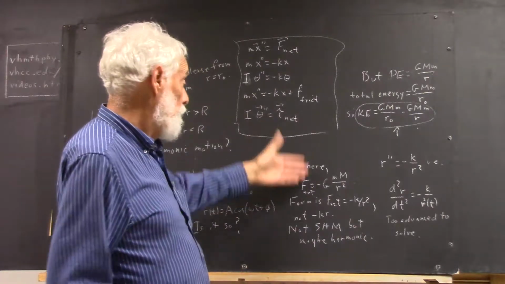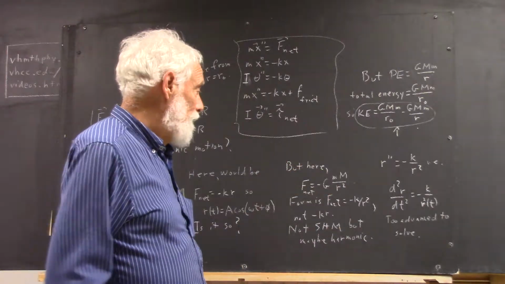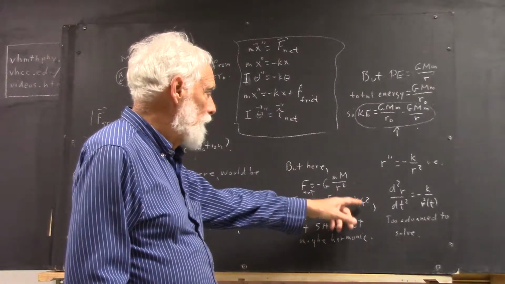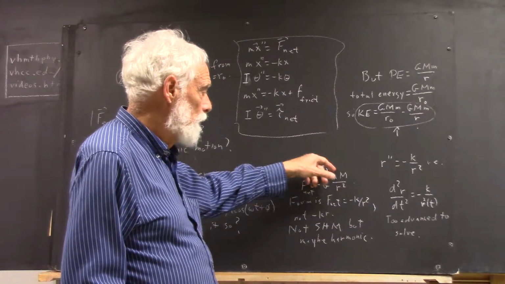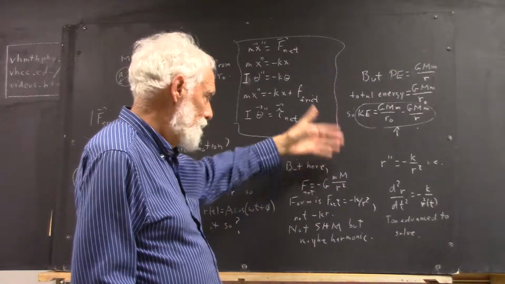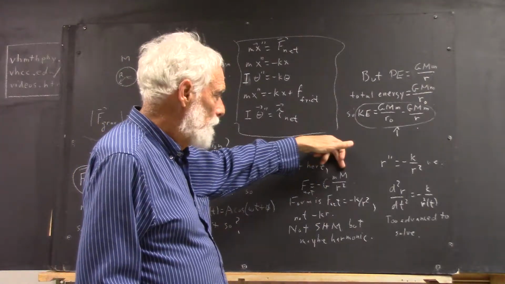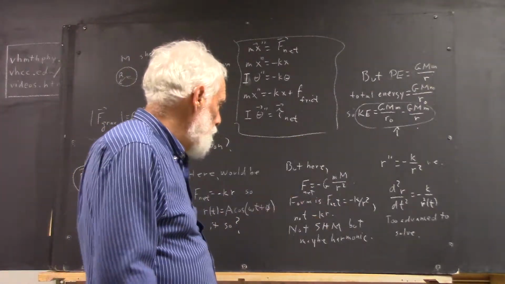So I say, okay, but the net force is this. The form is net force is negative k over r squared, where k would be your G big M little m, yeah, G little m big M, that would be your k.